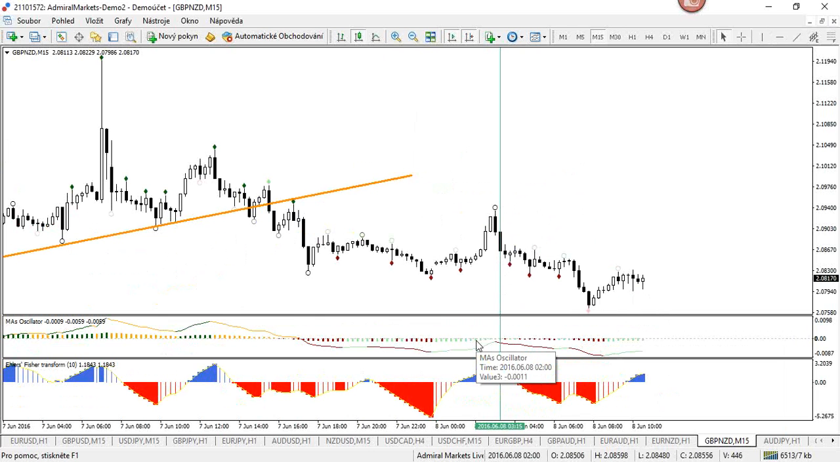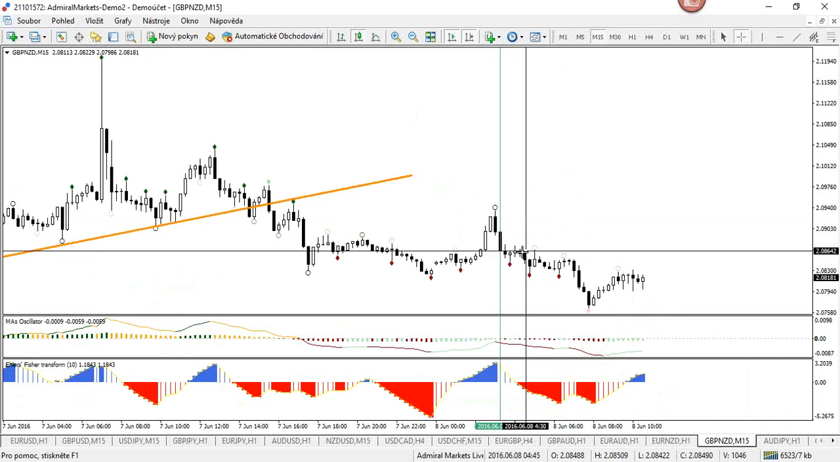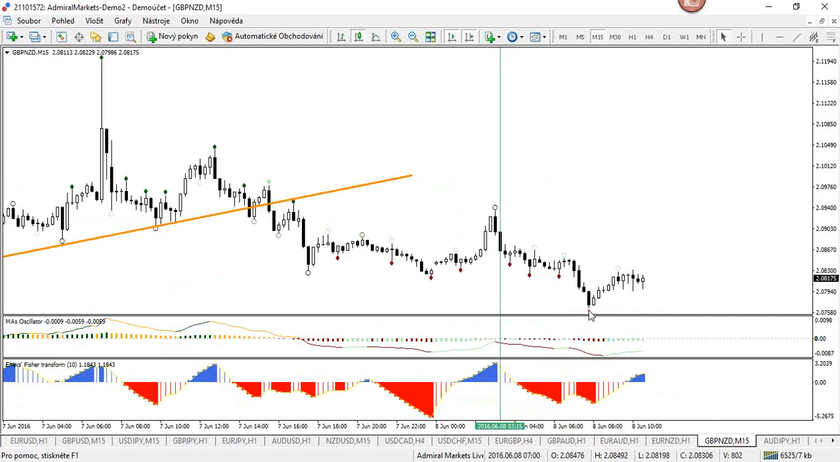All right, so that would be a potential setup on the pound New Zealand, but it's also very similar to pound odd. But you can see a similar example of how it worked out nicely. You got a good continuation and fall of almost 100 pips, so that's great.